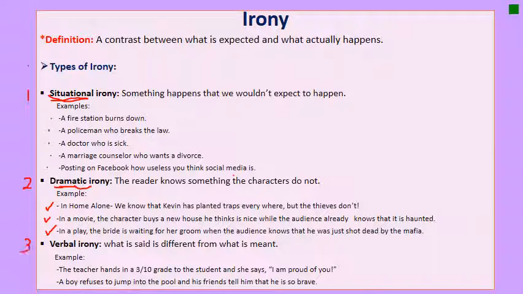Now, verbal irony, verbal meaning words, irony using words. What is said is different from what is meant. Example, the teacher hands in a 3 out of 10 grade to a student and she says, I am proud of you. Of course, here the teacher is being ironic. She is using verbal irony. A boy refuses to jump in the pool and his friends tell him how brave he is. Of course, they are using verbal irony here.